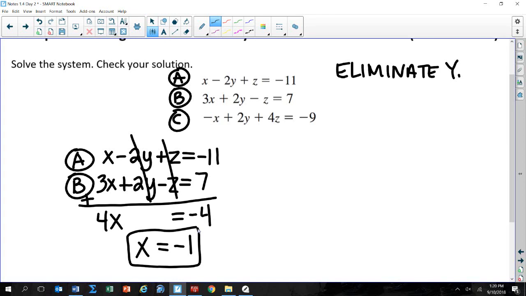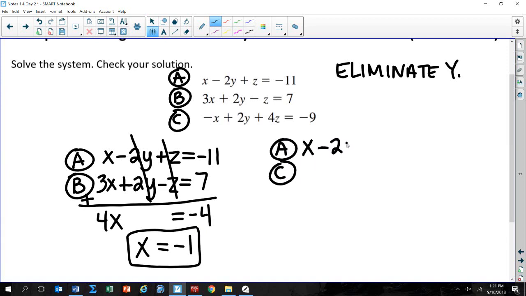Now, is there somewhere I can plug in x right now to find another answer? Not really, because if I plug it into A, B, or C, I still have 2 variables. So I'm still going to have to do another elimination process. This time, I might choose A and C to put together, because I have a negative 2y and a positive 2y. That looks nice, because I'm still trying to eliminate y. I'm keeping the same variable that I'm going to eliminate. So let's do A and C now.